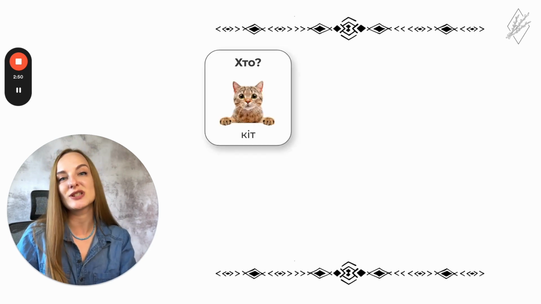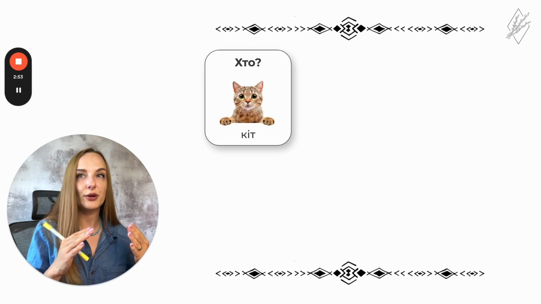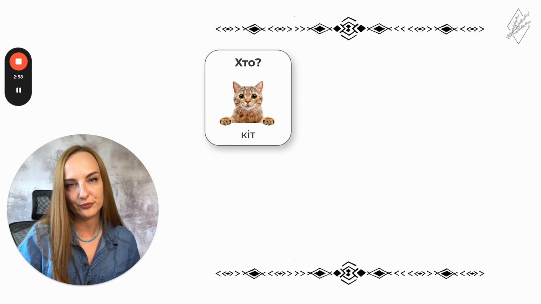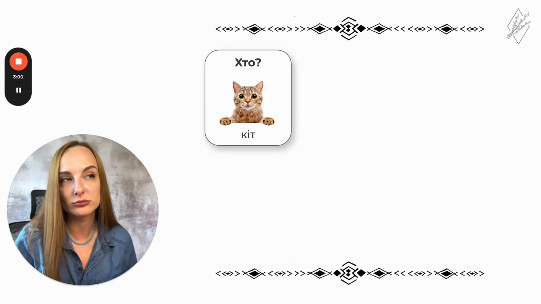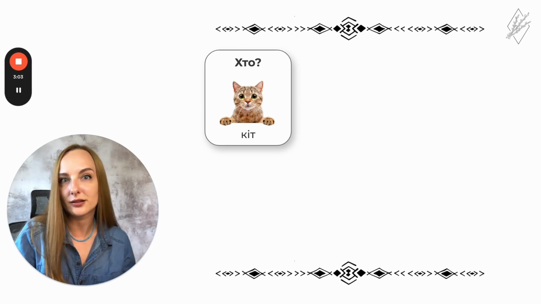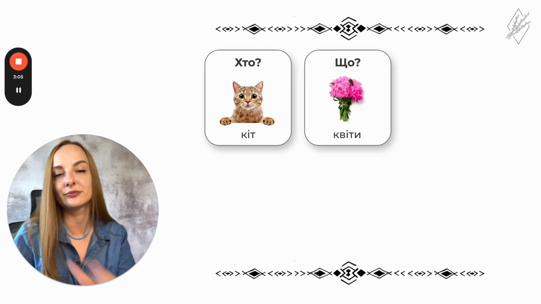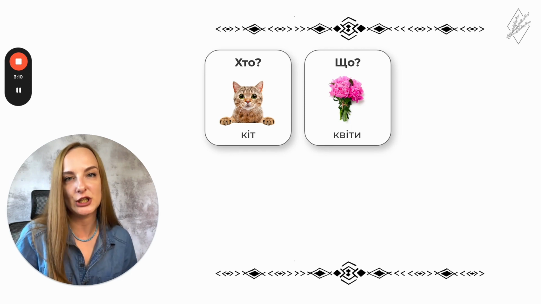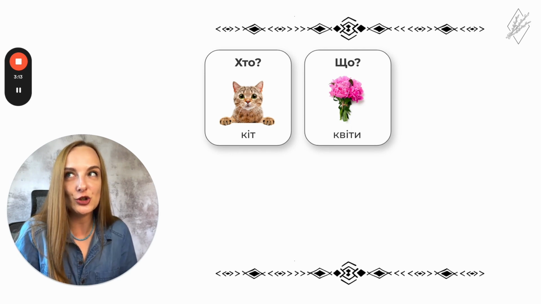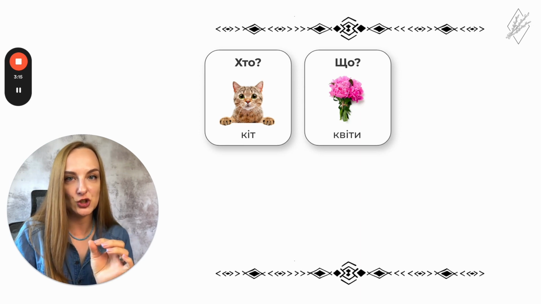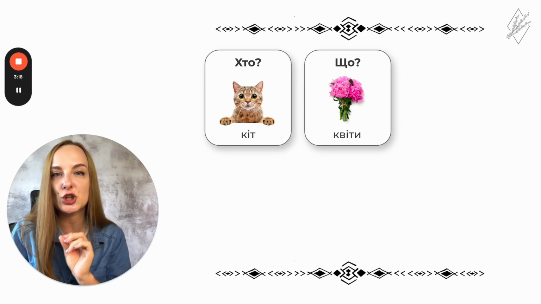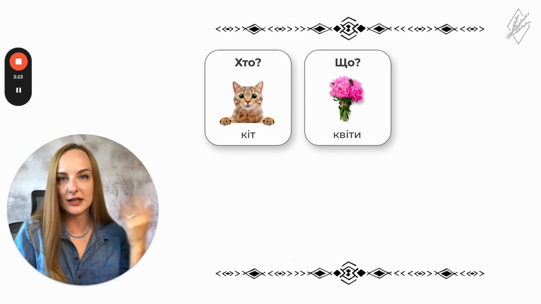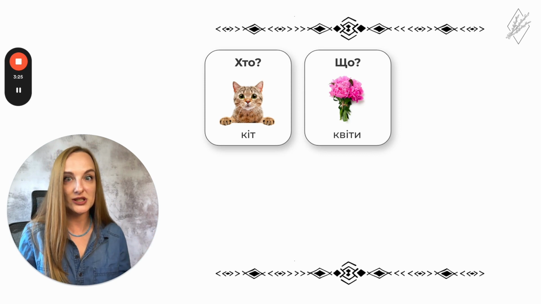But let's repeat just some of them that are very basic and that you just must know at A1 level. The first one. Хто? Хто це? Це кіт. Хто? Who, right? Another question. Що? Pay attention to pronunciation. Що? Що це? Hard pronunciation, affricate from 2 sounds. Ш, ч. Що? Що це? Це квіти. So it is what?